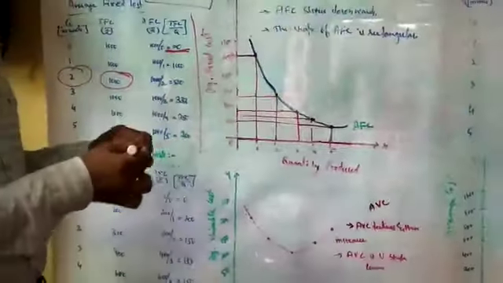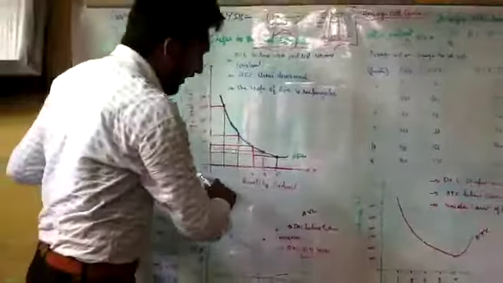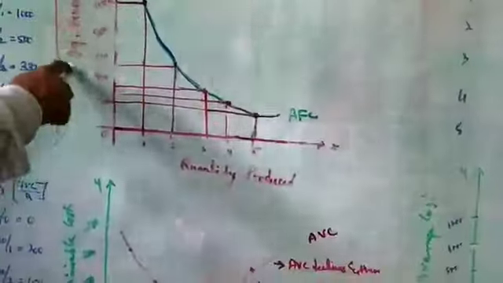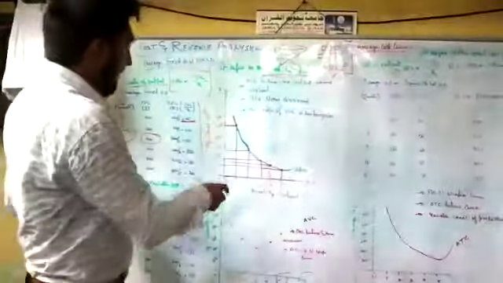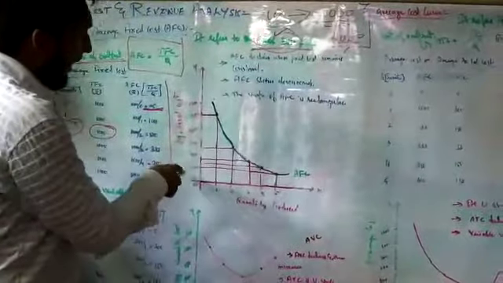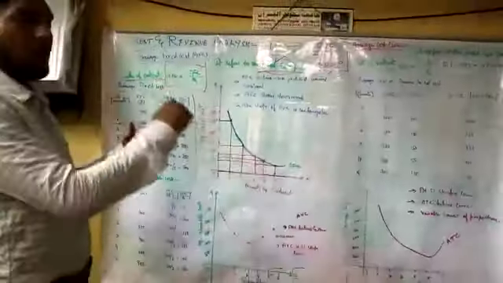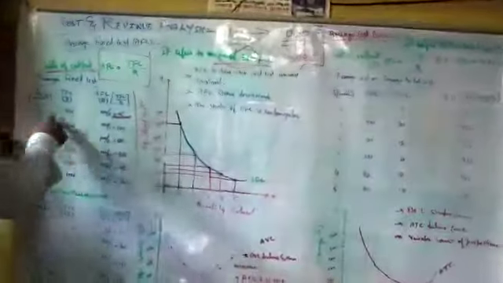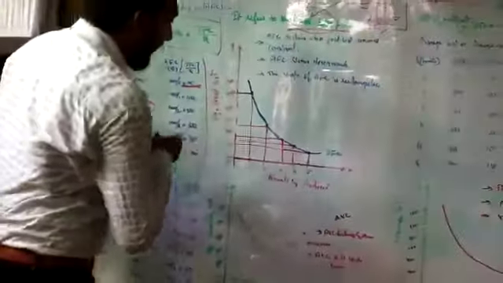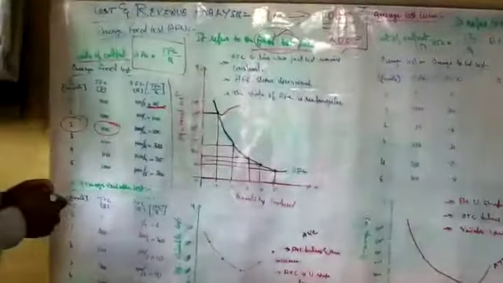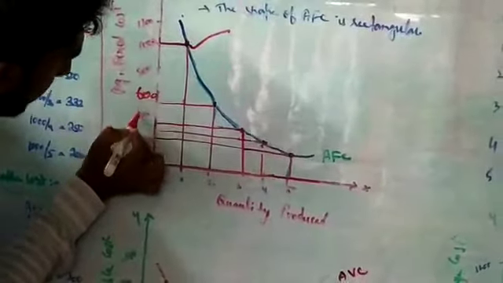After getting all these values, we'll convert them into a graph. We'll take the x-axis as quantity produced and the y-axis as average fixed cost. We have taken 1, 2, 3, 4, 5 on the x-axis, and here we have taken 200, 400, 600, 800, 1000. Now we'll simplify it. For 0 we'll not mark anything. For 1, it's 1000, and we mark it here. For 2, it's 500, which lies between 400 and 600.